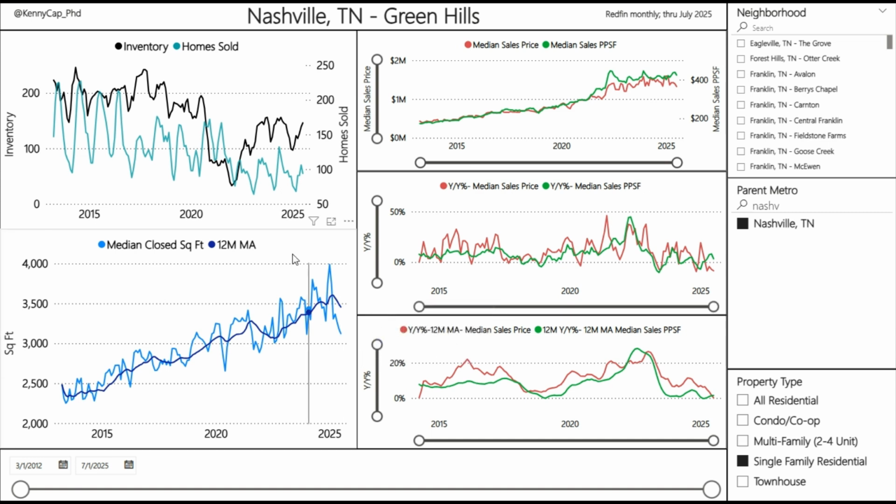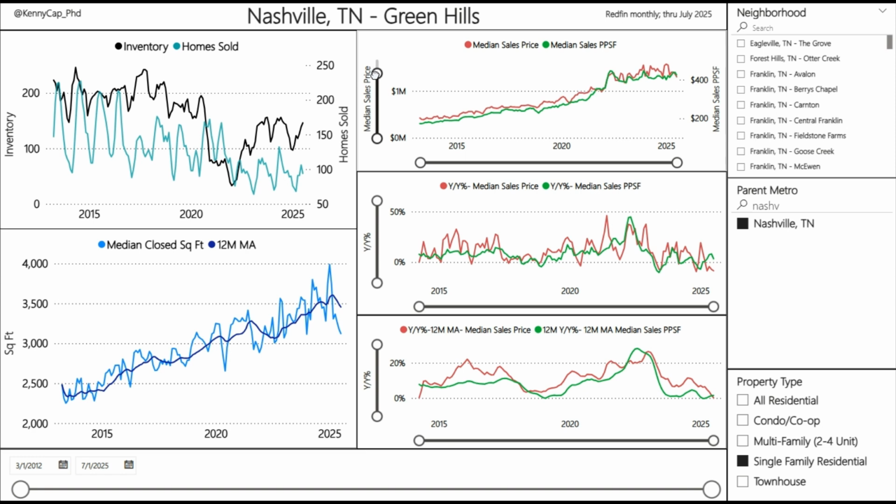And that would only make sense. So this gets back to the idea that the sales price and the price per square foot can diverge, and there's a very good reason for that. Think about the median again, what is actually closing. And now below that, and all these colors line up, sales price is in red, price per square foot is in green.